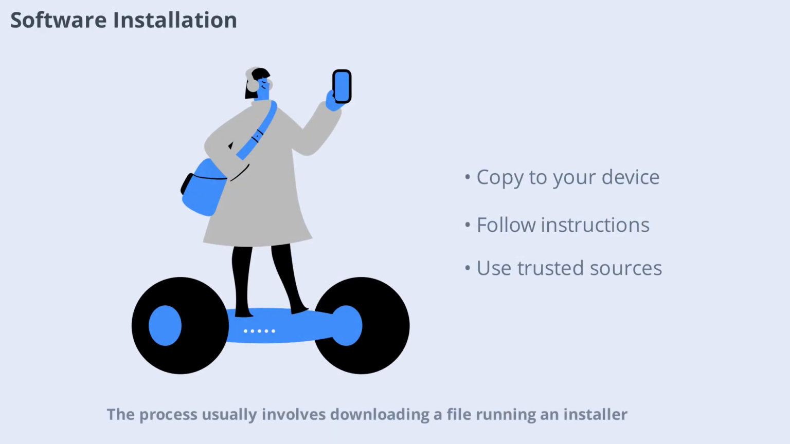The process usually involves downloading a file, running an installer, and following on-screen instructions. Some software is installed from physical media like CDs, while others are downloaded from the internet. Always download software from trusted sources to avoid malware.